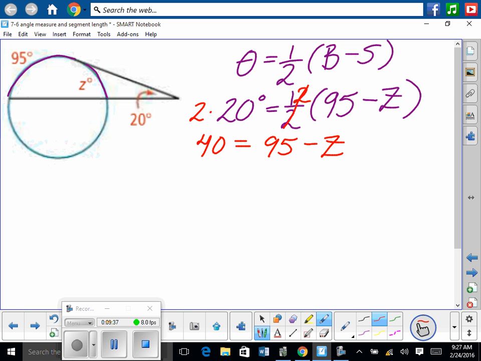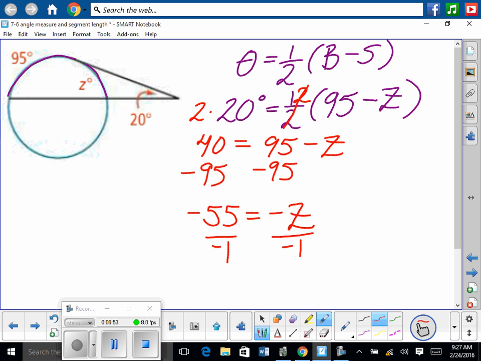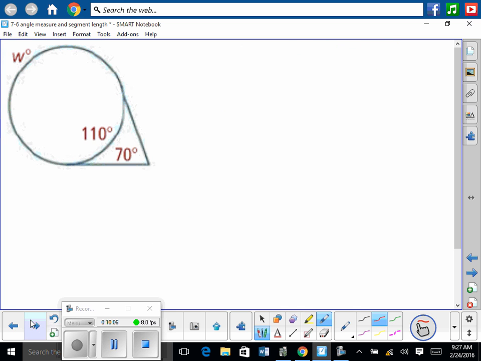True? Yes. So now we'll subtract 95 from both sides. So 40 minus 95, we have negative 55 is equal to negative Z, right? Now, to get Z alone, divide both sides by negative 1. So we get Z is equal to 55 degrees. So we found the arc length of Z, it's 55 degrees. Okay, so you'll have to use the theorem in whichever way works for you.